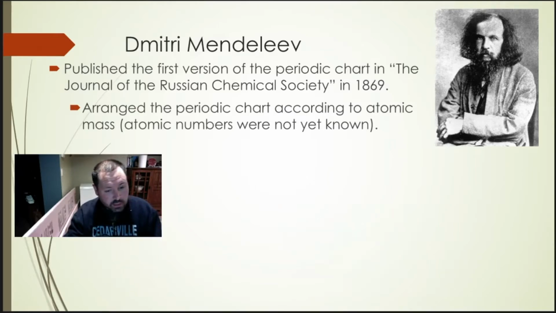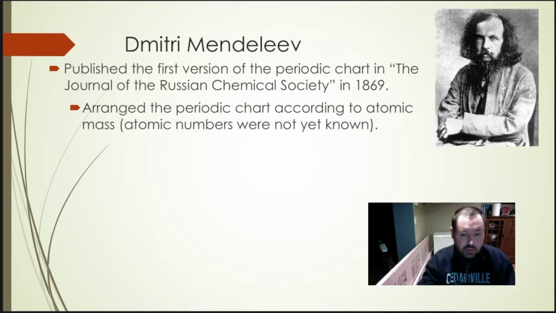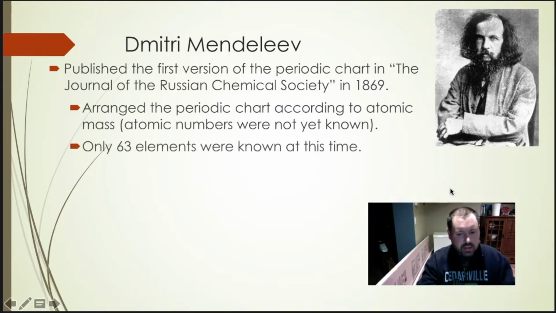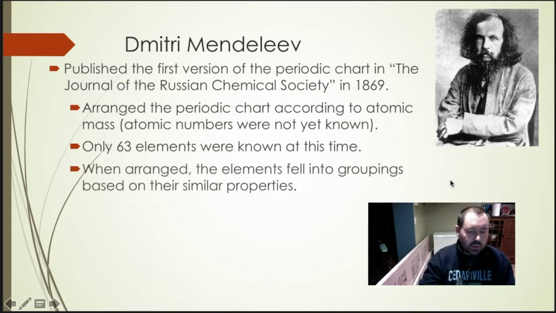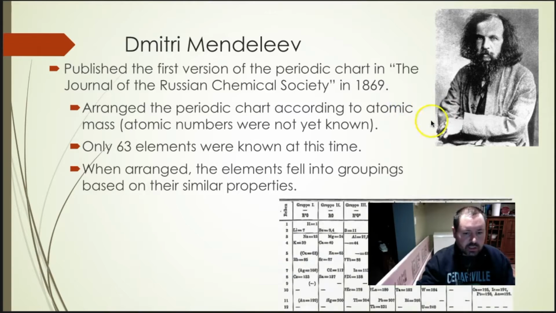Why didn't he use atomic number? Because they hadn't been discovered yet. The neutrons, the protons, no one knew about those yet. All they had was atomic mass. So he arranged things according to atomic mass. At that time, there were only 63 elements that we knew about. And when he arranged all the elements, they kind of fell into some groups based on their properties. Now, that in and of itself is not particularly genius.